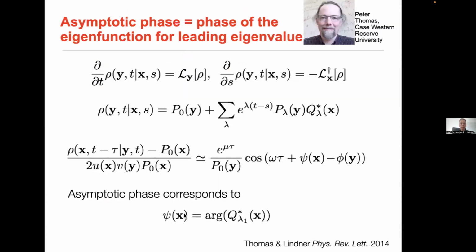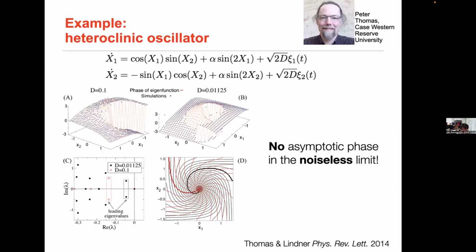And we pick here the complex argument of this q lambda 1, which is a complex valued function. And this is our phase, and we can show that this converges to the deterministic phase. Okay, we can apply that to this system where we have no asymptotic phase in a noiseless limit. And consequently, as you make the noise smaller and smaller, the isoclines, so the lines of the same phase, become more and more curly, as you let the noise intensity shrink.